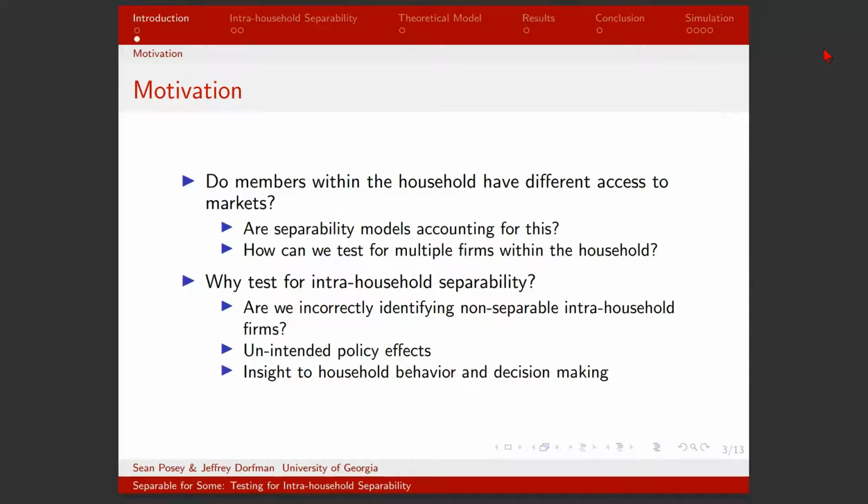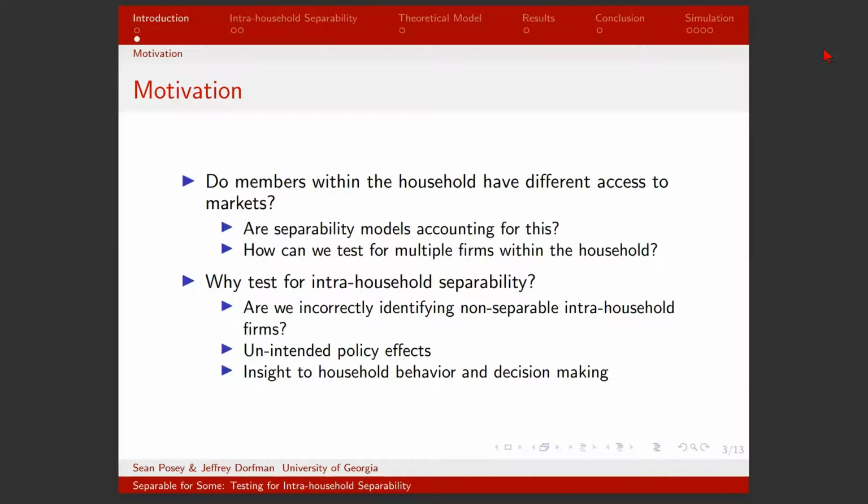And the next is, why do we care about separability in a more general question? That would be looking at potential unintended policy effects. If a household or an area is identified as separable, but within it there are groups of people within the household who are non-separable, policies could be having negative effects on them. And these people would probably be the most vulnerable members of society as well.